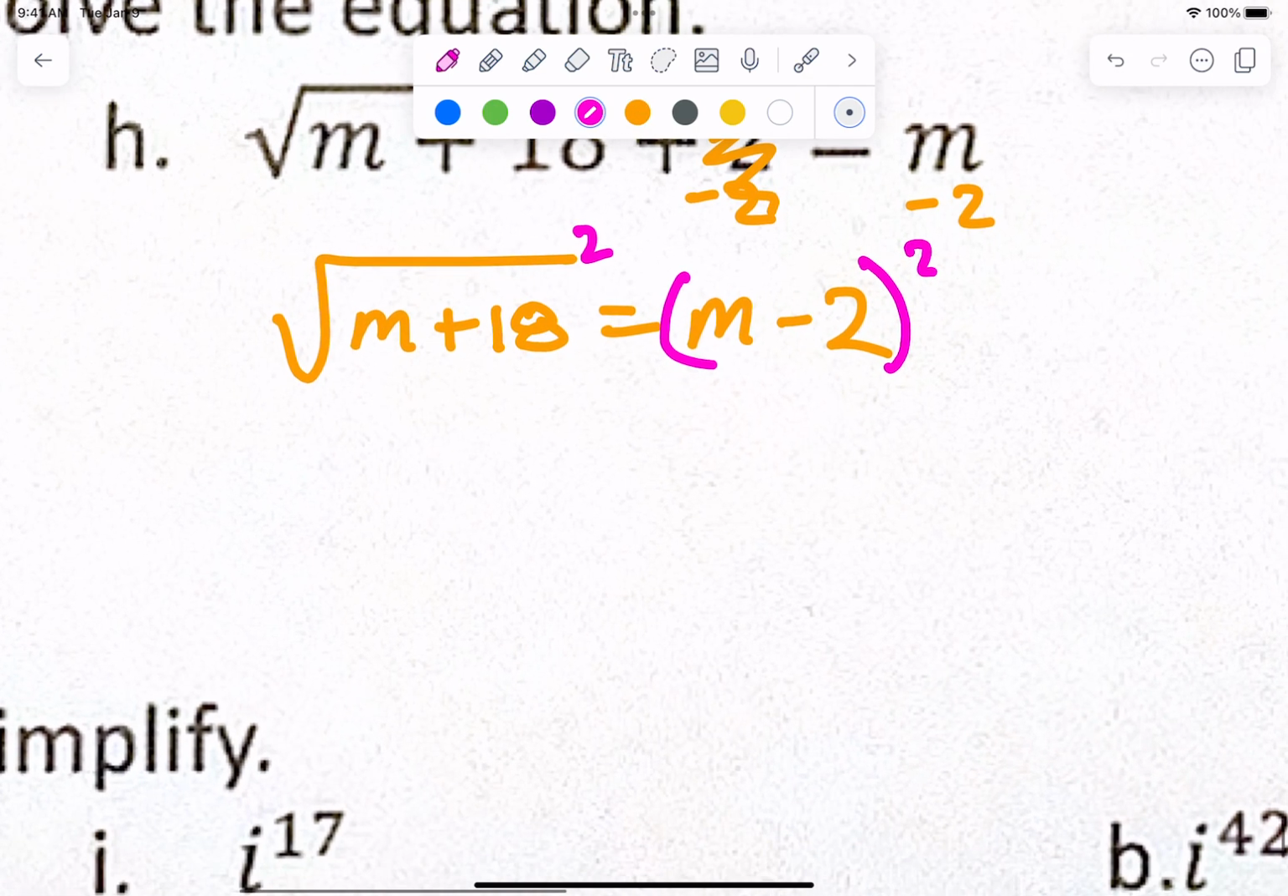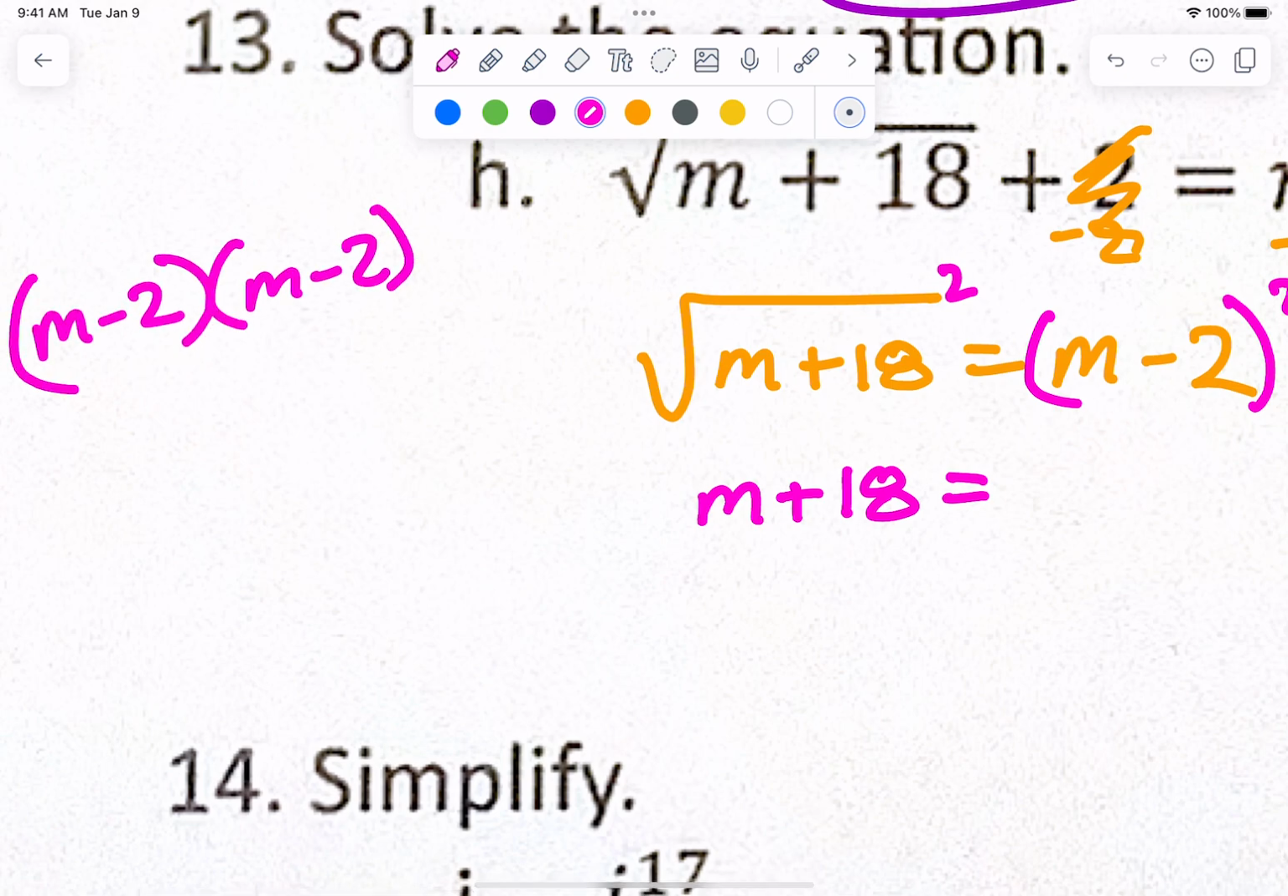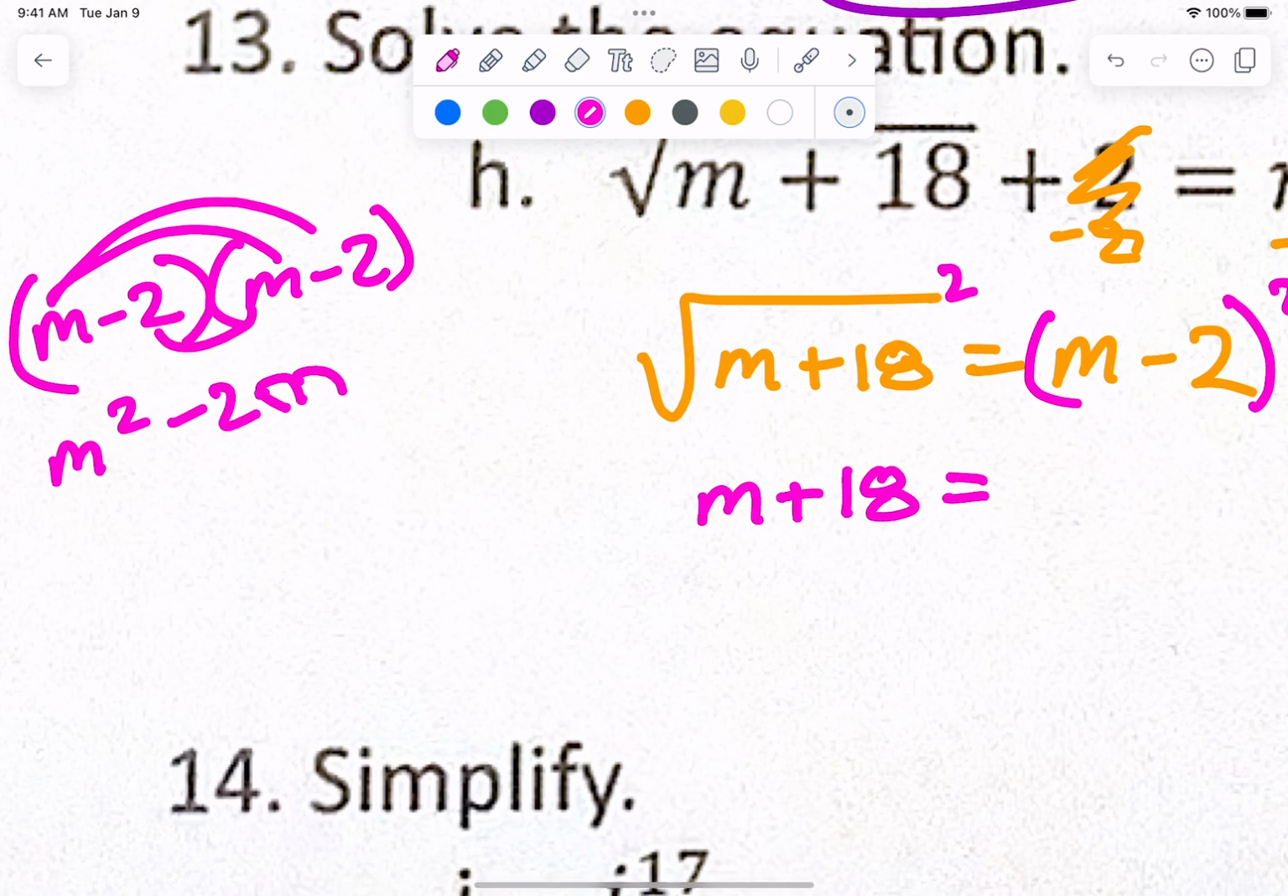So M plus 18 is on this side. Whatever we square comes out, so square M minus 2 squared. We have to FOIL. M times M is M squared. M times minus 2 is minus 2M. Another minus 2M. And a plus 4.